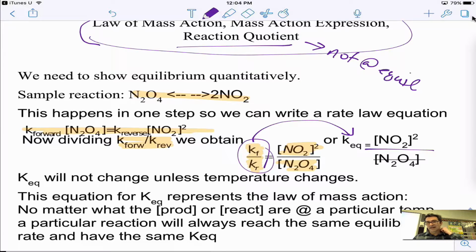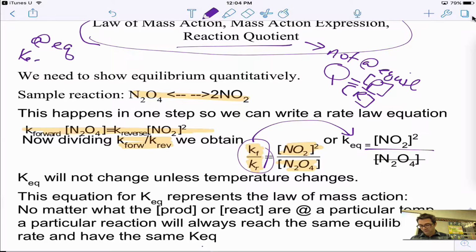Now there's something called reaction quotient, and they use the symbol Q. And Q is equal to the products over the reactants. The only difference between Q and KEQ is that Q is just not at equilibrium. The reaction will continue to change. You'll continue to generate products or reactants until you reach equilibrium. And at that point, when you are at equilibrium, KEQ will be equal to Q, where Q will no longer be Q, it'll be K.